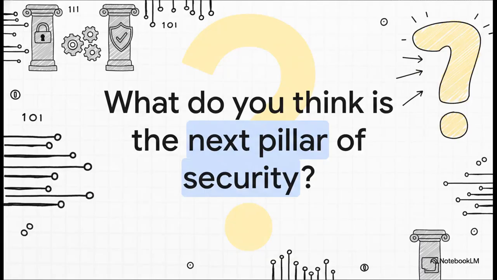And all of this leaves us with one big final question to chew on. We've got confidentiality, integrity, and availability as our core. But with technology racing ahead, I'm talking about AI, deepfakes, quantum computing, what comes next? What's going to be the fourth pillar that we absolutely can't live without? Now, that is something to think about.